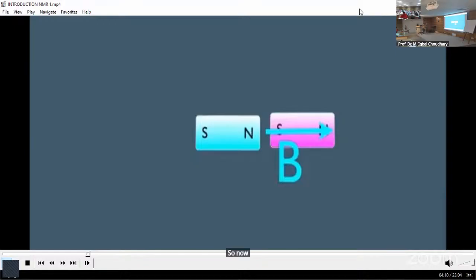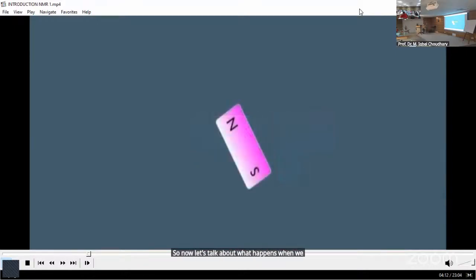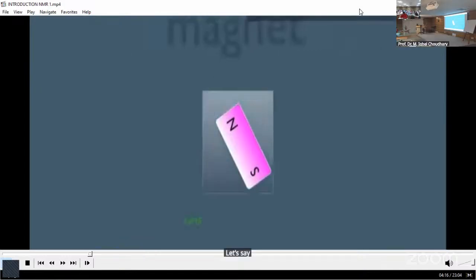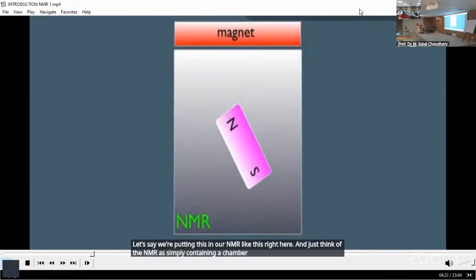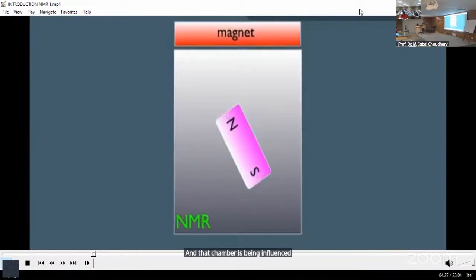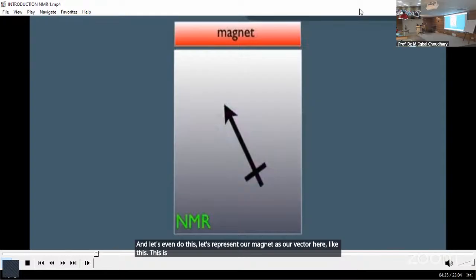So now let's talk about what happens when we stick these magnets in a machine such as the NMR. Let's say we're putting this in our NMR like this right here. Just think of the NMR as simply containing a chamber where a magnet or a sample could be inserted, and that chamber is being influenced by a big magnet here in red. Let's represent our magnet as our vector here like this. This is expressing his orientation.